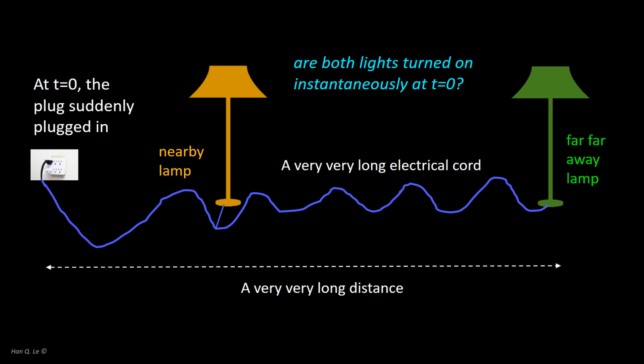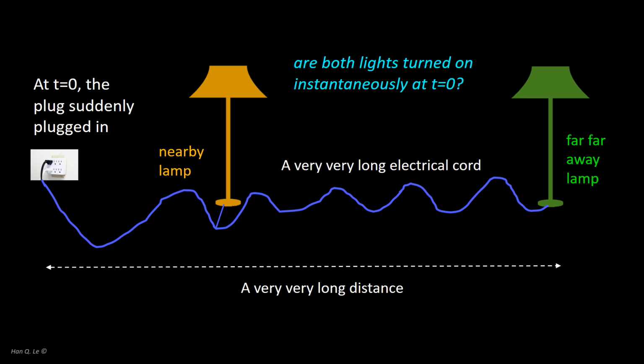Consider two lamps, a nearby lamp and a faraway lamp. Both are connected with the same copper electrical cord, tapped in the parallel configuration. The electrical cord is suddenly plugged in. Do both lamps light up instantaneously at the same time? No. It takes a finite amount of time for the AC power signal to travel from the outlet to reach the lamps.